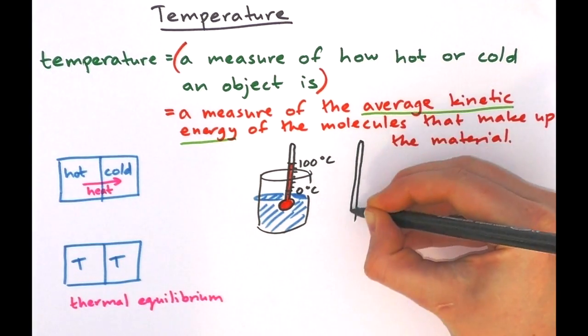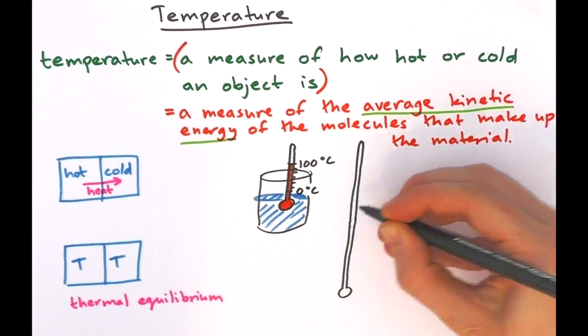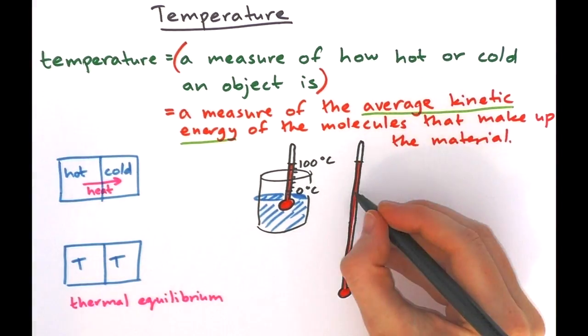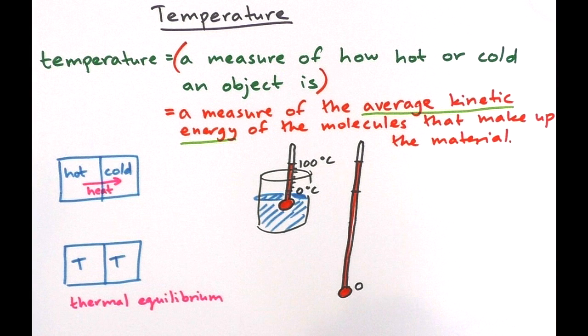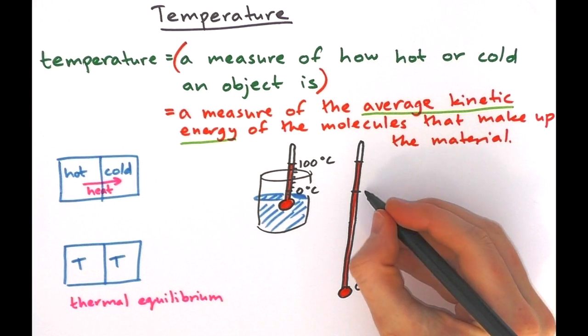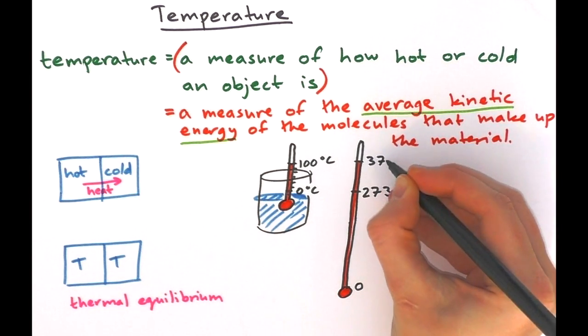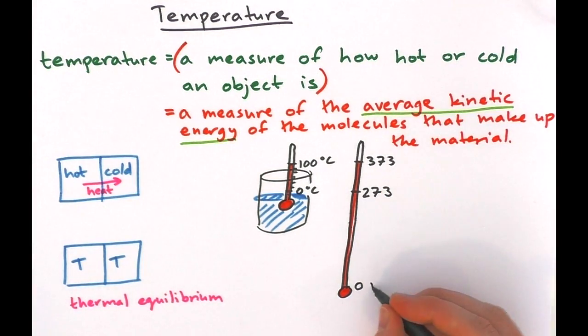So let's draw a Kelvin thermometer next to our normal thermometer. We're going to put 0 at absolute 0, which is the lowest temperature that we can possibly get to. And if we decide that the size of 1 Kelvin is the same as the size of 1 degree Celsius, then it turns out that our normal 0 degrees Celsius, the freezing point of water, is going to be at 273 kelvins. And that means that 100 degrees Celsius is at 373 kelvins.